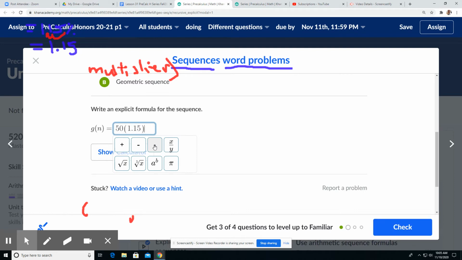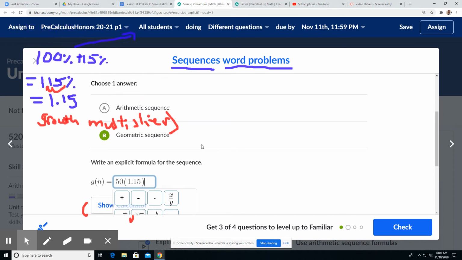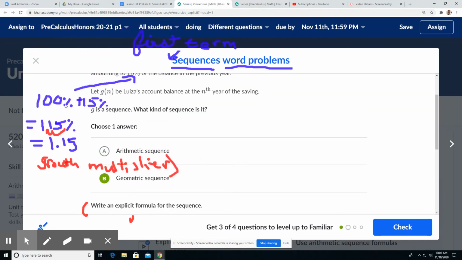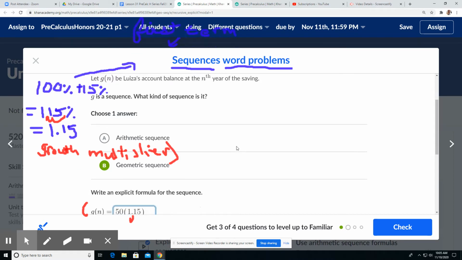It means you're adding 15%. If you're losing 15% every year, it'd be 0.85. You'd subtract it from the 1. So remember that when you're dealing with percentages, always think about your 100% in terms of the context. And then you can subtract or add from that 100%.